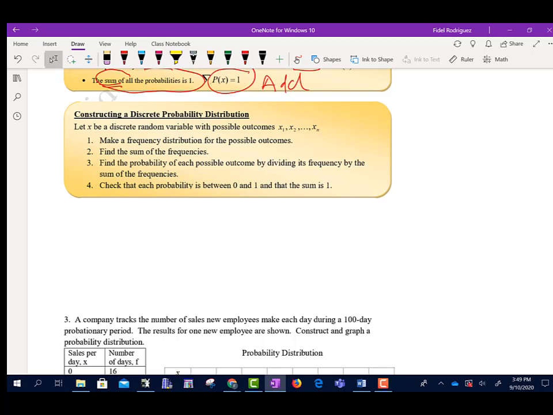We're going to let x be a discrete random variable with possible outcomes x1, x2, however many we're going to have, right? We're going to make a frequency distribution for the possible outcomes. We're going to find the sum of the frequencies. We're going to find the probability of each possible outcome by dividing its frequency by the sum of the frequencies. I'll explain what this piece means.